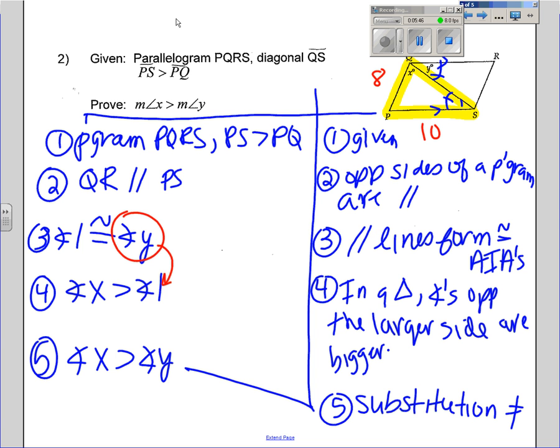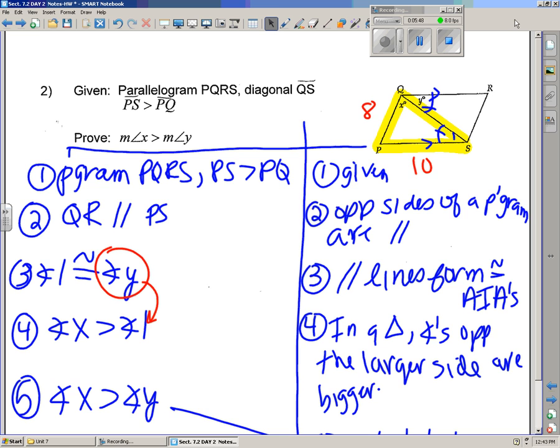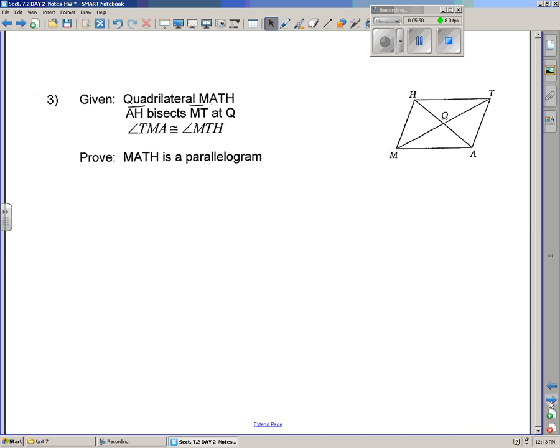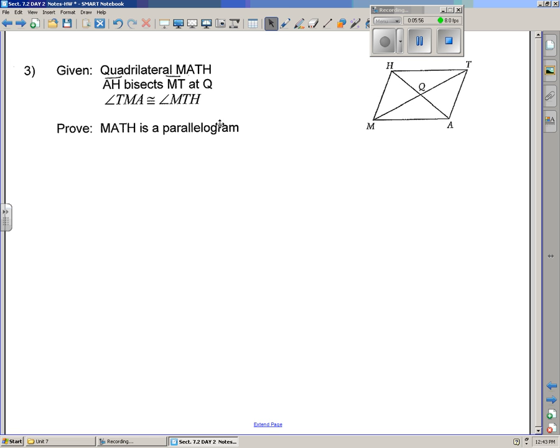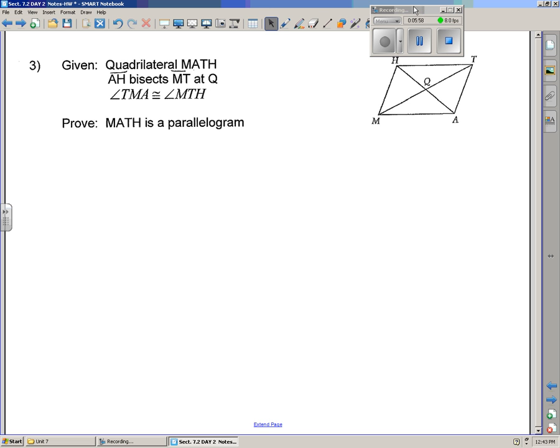Okay, last one. This one can be done more than one way. Most of these can be done more than one way usually. It just depends on the properties that you want to use of the parallelograms. So let me see if I can move this over. Maybe not. Not wanting me to move. Can I move this? Nope, can't move it. Okay, no big deal.